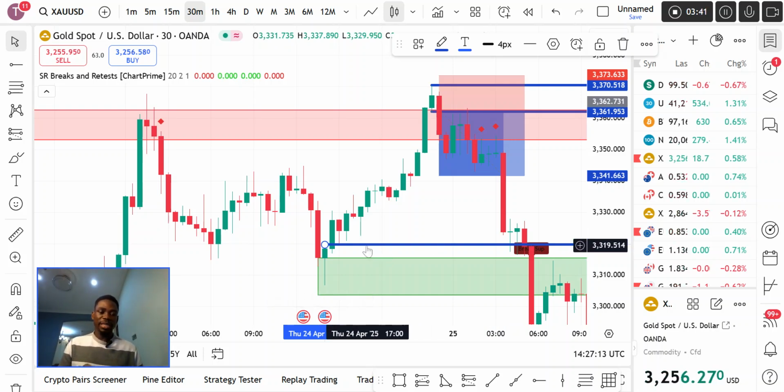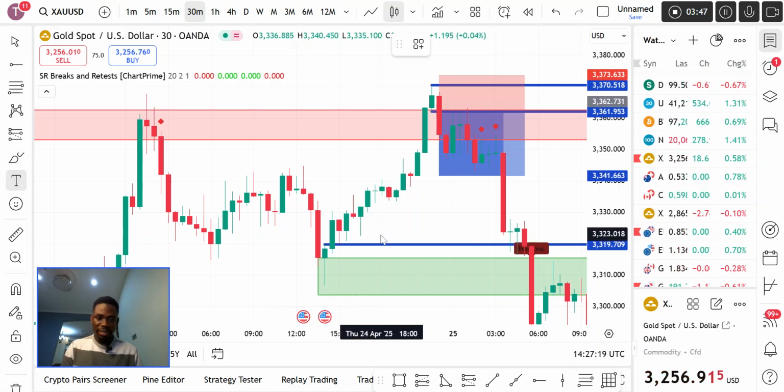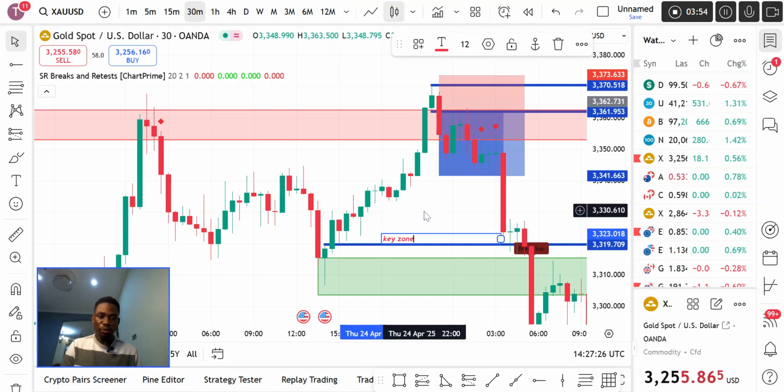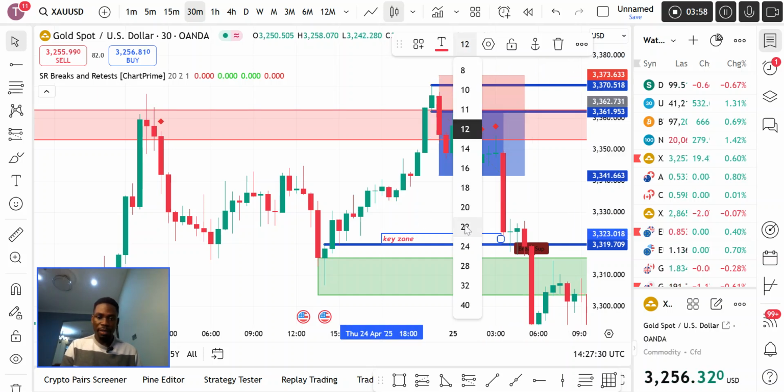The reason I'm putting the target here is because this place becomes a key zone for me. So let me mark this place. This place is now a key zone. Yes, a key zone.